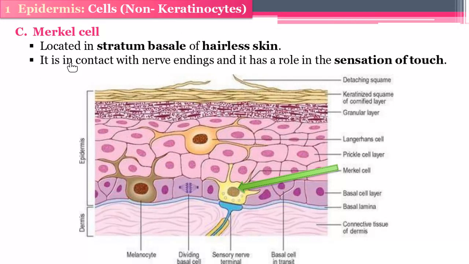Here you can see in the pictorial presentation, these cells, can you make this out? The sensory nerve, and this Merkel cell is located on the sensory nerve ending. So they are in contact with the nerve endings, and they have a role in the sensation of touch. That is why if something touches you, you will understand it immediately. These are the cells which are responsible for the sensation of touch. This is the third cell in non-keratinocytes.